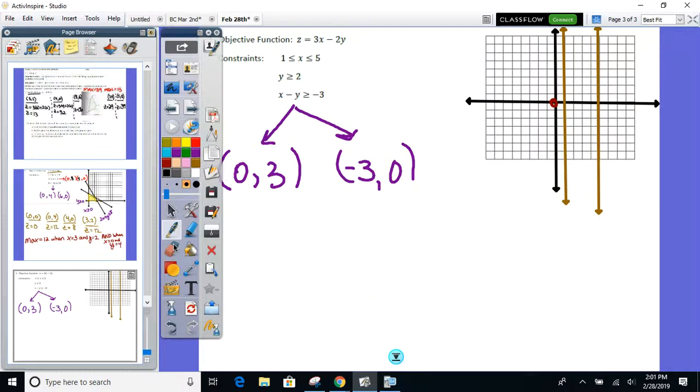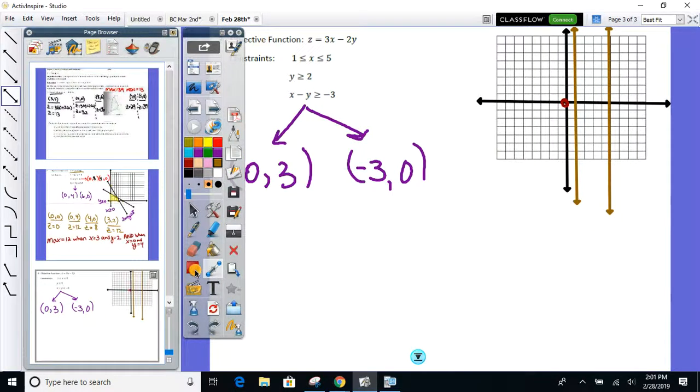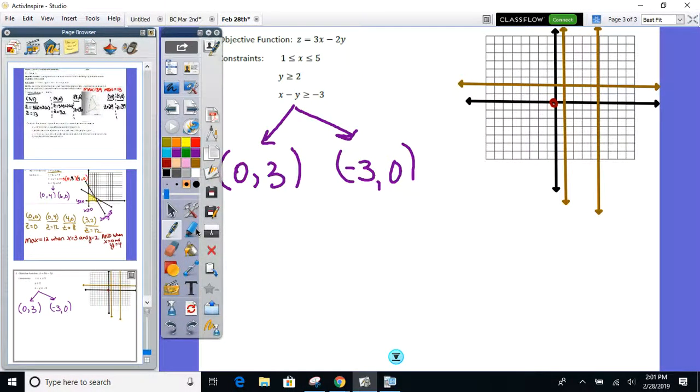Where are you guys shading for here? It would be in between. So keep that in mind. I'm going to shade in between, lightly in pencil if you want to. That's fine. Y greater than or equal to 2. What type of line we're working with? Horizontal line going through 2. I'll label that sucker.